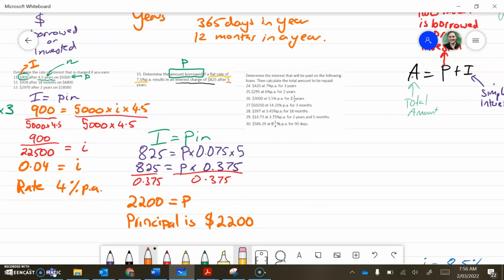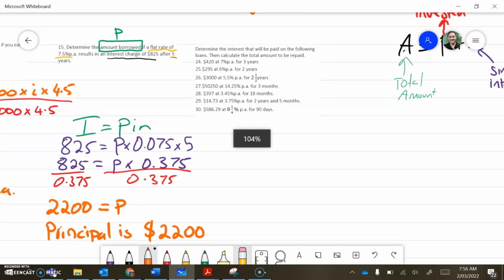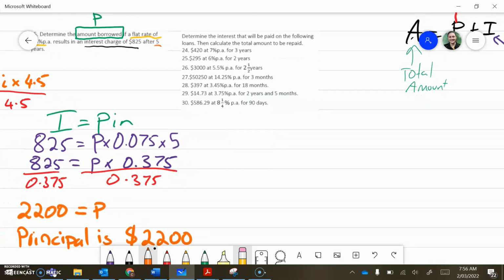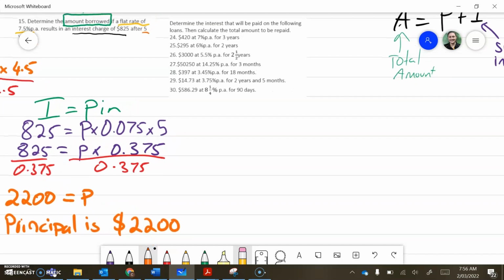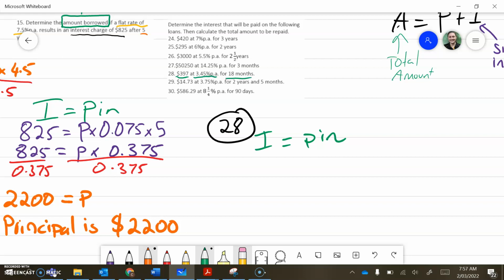Okay, and our fourth example here, I'm going to go through 28 and 30 just because they give us our number of years in a different format. So for 28, this one here asks us to find the interest that will be paid and then calculating the total amount as well. So for 28, straight away, write down my formula, I equals PRN. Now it tells us that we have $397. So that's our principal. We've got 3.45% and we've got 18 months.